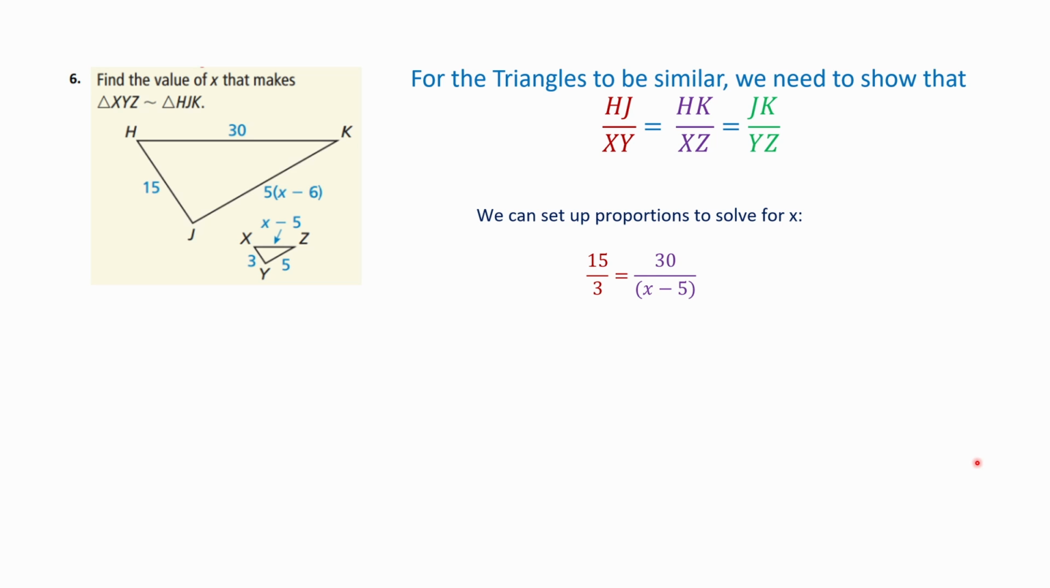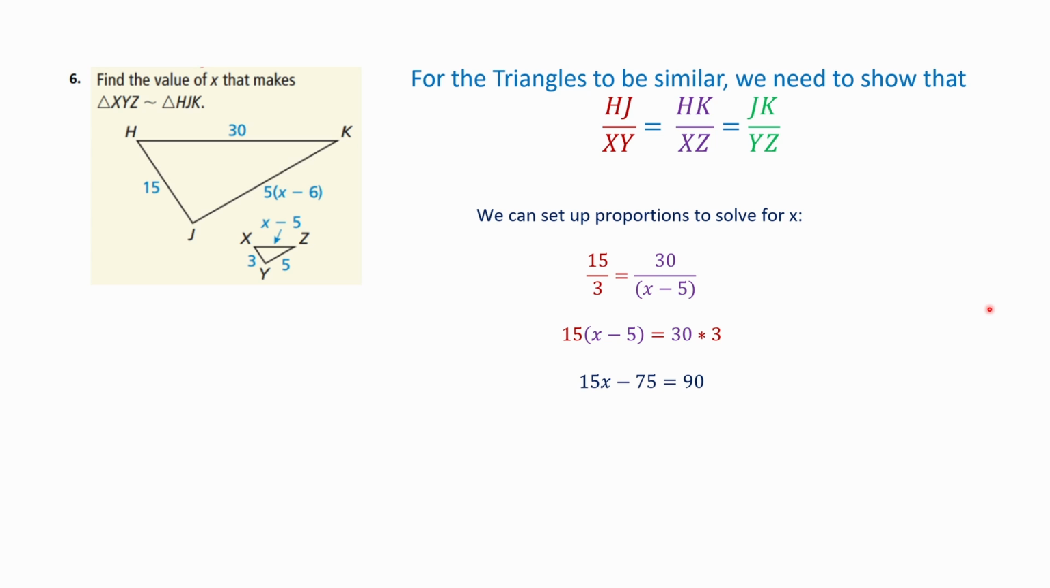I chose HJ over XY because I know those 2 values of 15 and 3, and HK and XZ because I thought that 30 over x minus 5 was a little bit simpler than the other pair. And if I use my cross multiplication, I take the 15 and the x minus 5, and they go together on one side. 3 and 30 go together on the other side.